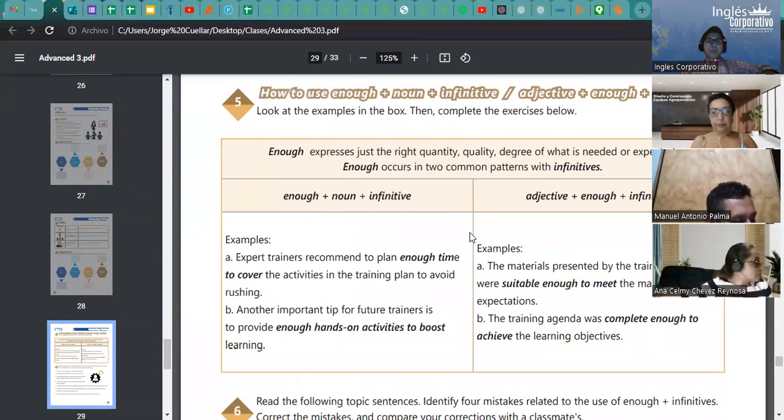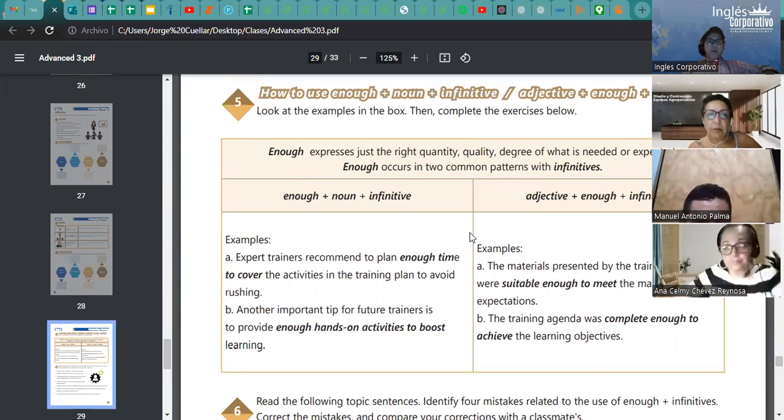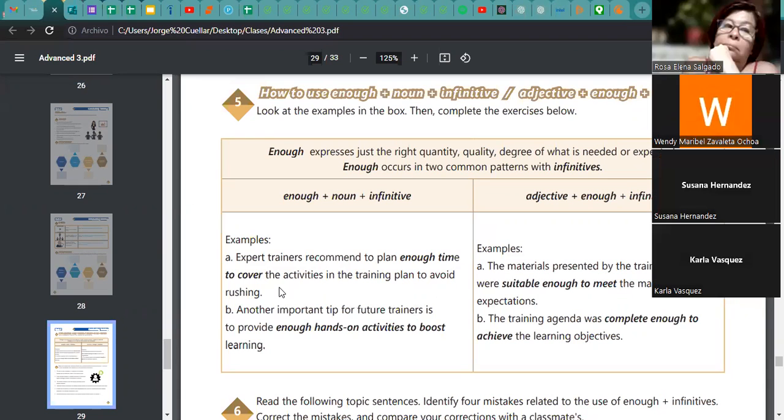Okay, let's check a little bit of grammar. How to use enough plus noun, infinitive, adjective, enough, and infinitive. So there are two structures. One is enough plus the noun plus the infinitive. And the other one is adjective plus enough plus infinitive. Okay, so let's see who's going to read it.